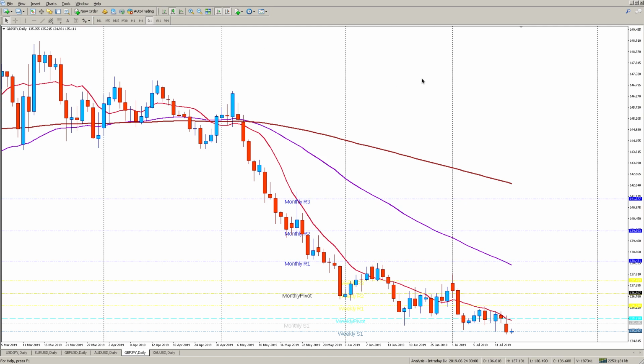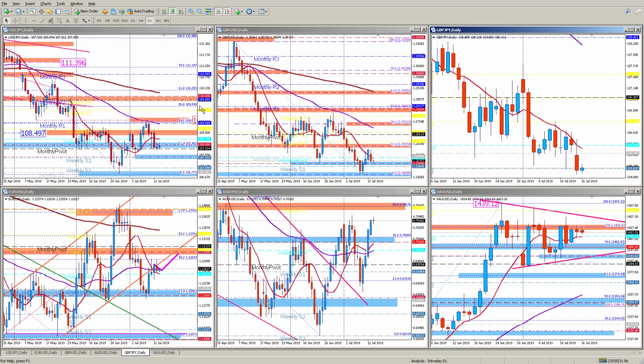And since the pound and the dollar yen are positively correlated and both are looking bearish, you can see here that's the dollar yen, and that's the cable. So that may help fuel the downside move on the pound yen.